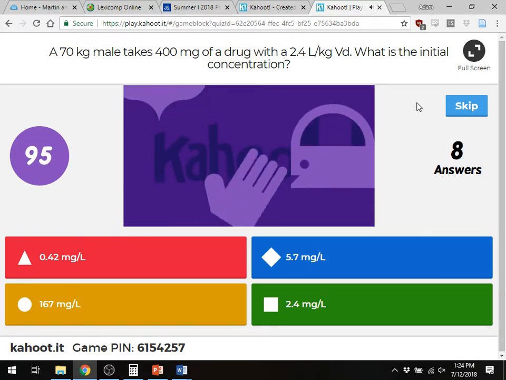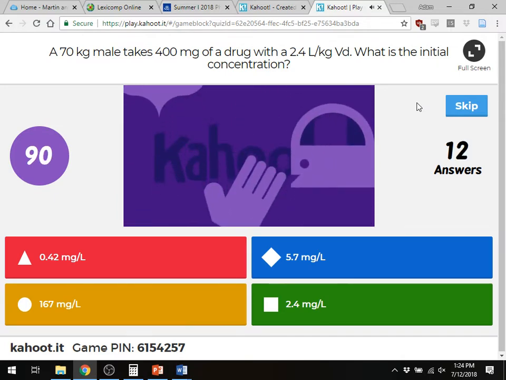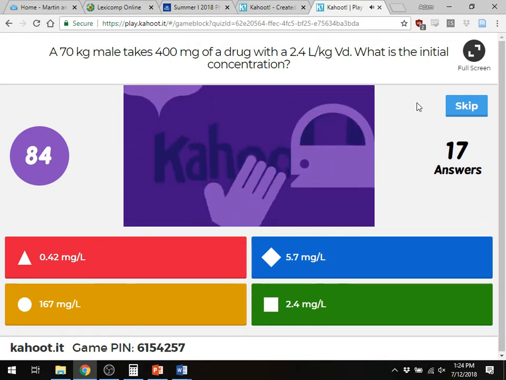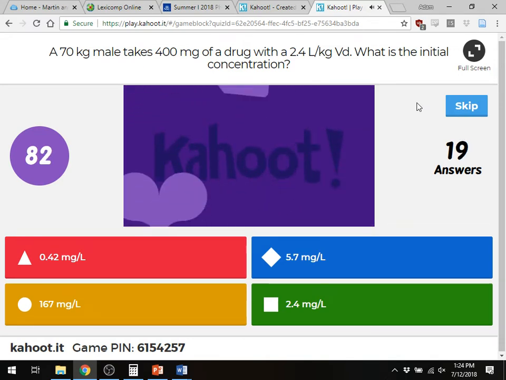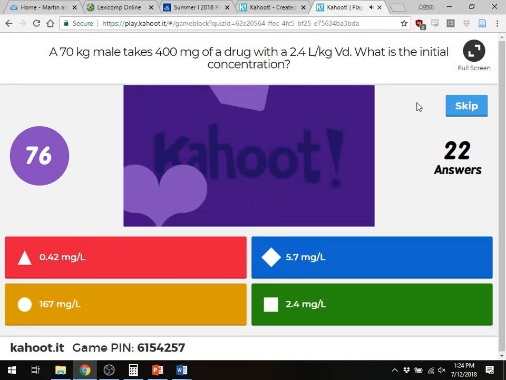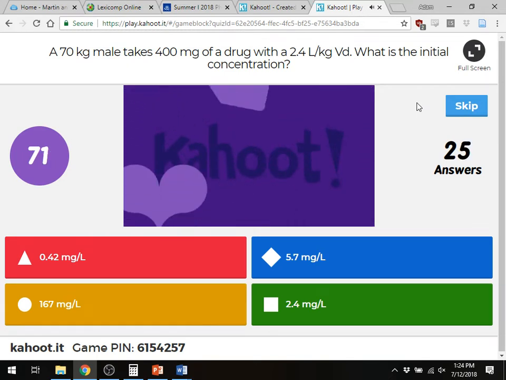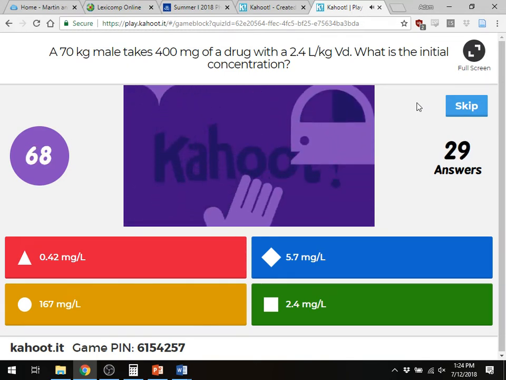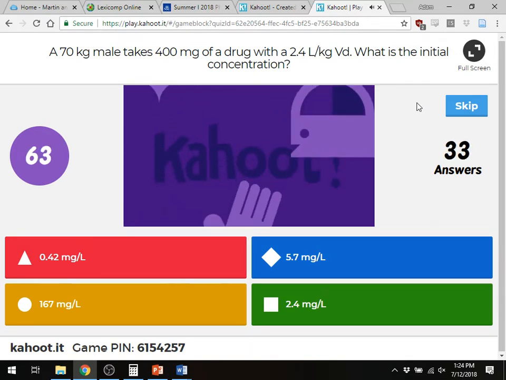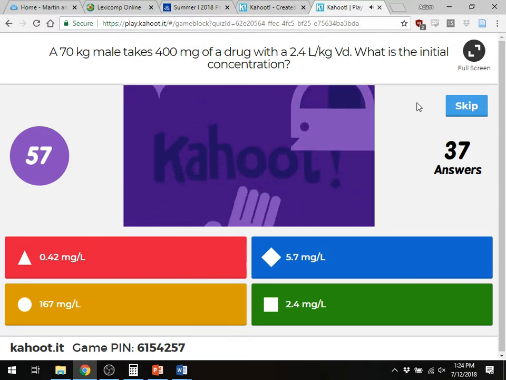It's a good relationship to keep in mind. I will give you easy stuff to divide on the test. This is more difficult than what will be on the test. So don't freak out. But use your calculator here, not on the test. C0 equals dose over VD. Should have put an 'I have no clue' option to see.